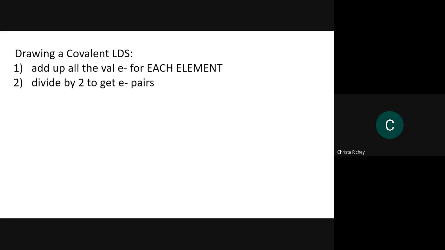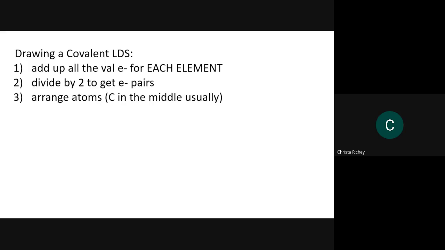Actually, drawing a covalent Lewis dot structure. Okay, you guys have this. This makes it a lot easier and faster. You add up all the valence electrons for each element. The group number, not the atomic number, the group number. Each element. If there's 2 of them, then you need 2 times their valence electrons. And then you're going to divide by 2 to figure out how many electron pairs you have. This should all be already filled out on your notes page to make this go a lot faster.